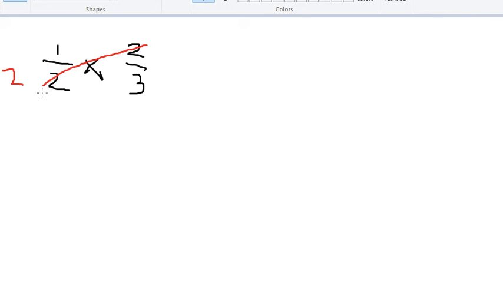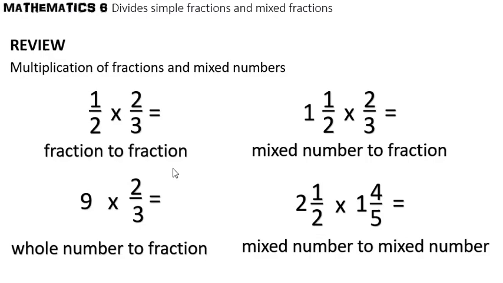So, 2 divided by 2 is 1. 2 divided by 2 is 1. So, ang sagot, 1. In short, hindi natin gagamitin yung 2. Wala na ngayon yung mga 2. 1 na ngayon yung mga yan. So, we will multiply it now. 1 times 1 is equals to 1. Then, 1 times 3 is equals to 3. Ang sagot, 1/3.